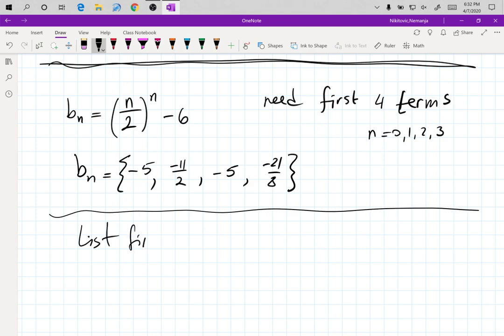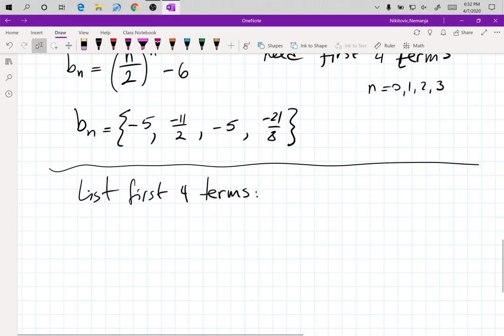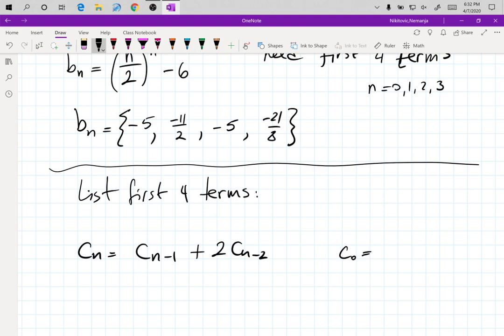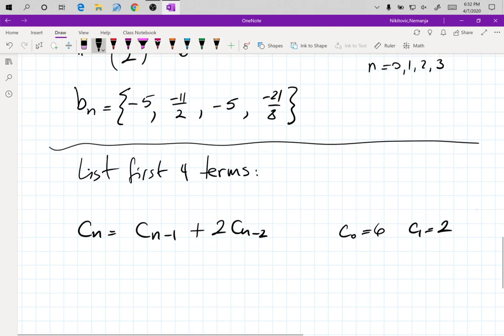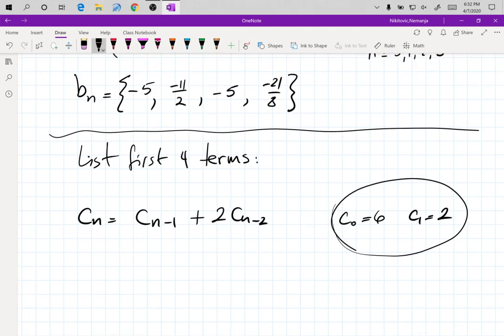List the first 4 terms, same problem. Well, similar problem. Cn is equal to Cn minus 1 plus 2Cn minus 2. C0 is 6, C1 is 2. You have to be given these start values so that you can compute the next one, right? So let's see what the first 4 terms are for this. This is the recurrence one, right? So you are using old terms to calculate new terms.